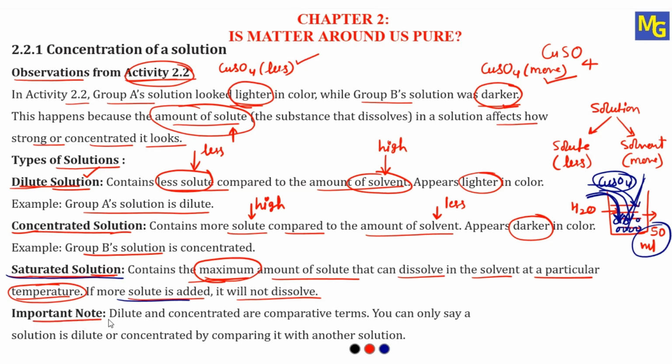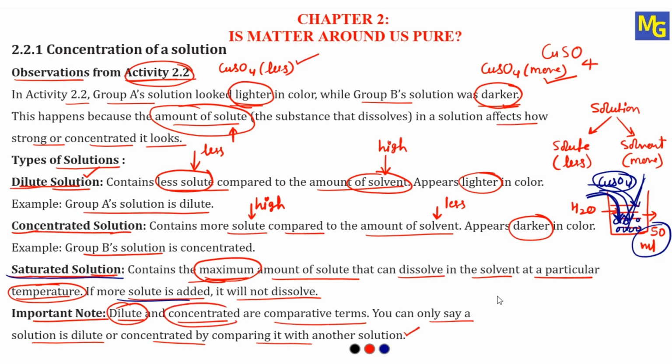Then, based on all this, the important note: dilute and concentrated are comparative terms. You can only say a solution is dilute or concentrated by comparing it with another solution. So remember, dilute and concentrated. Dilute means it will have less solute, more solvent, but you should compare it with the other solution. So that's why it is called a comparative term.